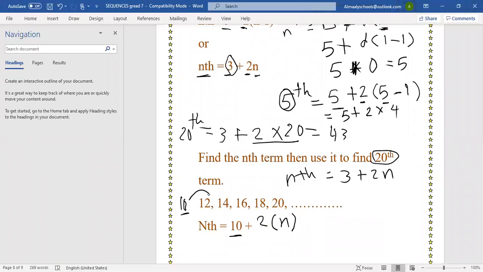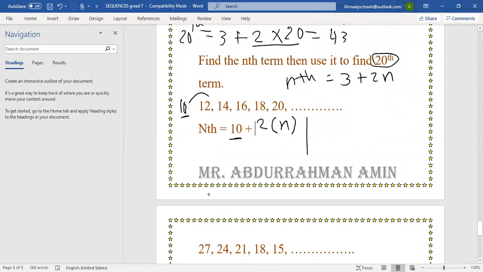Is it hard? No. Who can use the nth term to find term number 20? It will be 10 plus 2 multiply 20. 2 multiply 20 equals 40, plus 10 equals 50. Excellent, my son. Very good. Thanks.